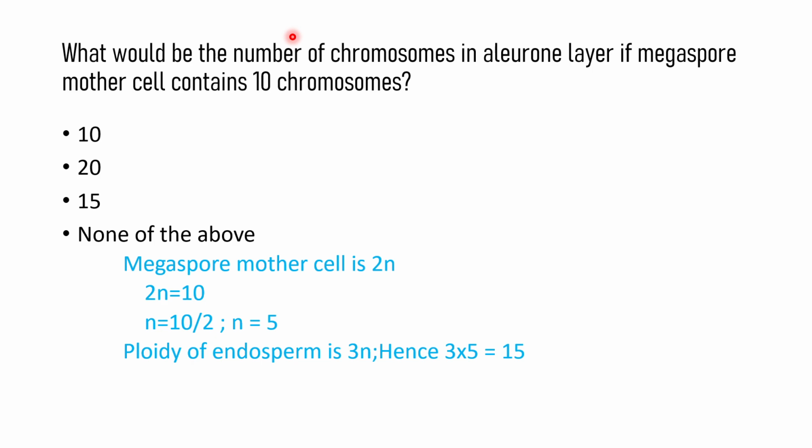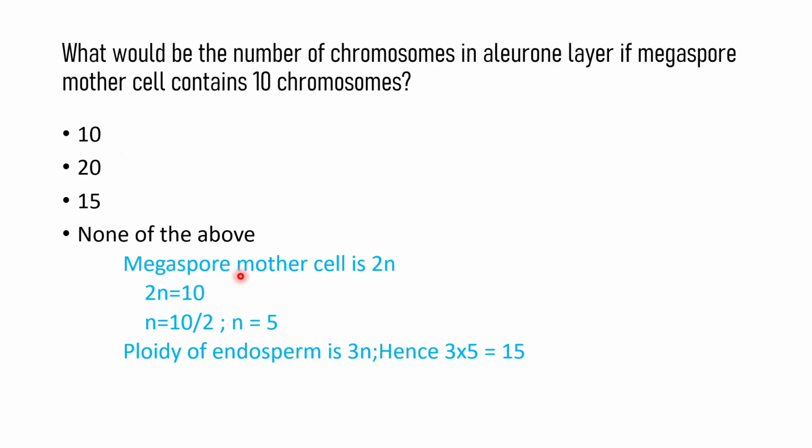Hello students, today we will discuss a few numericals in chapter 2, Sexual Reproduction in Higher Plants, class 12, NCERT CBSE text. The first question: what would be the number of chromosomes in aleurone layer if megaspore mother cell contains 10 chromosomes? The options are given below.